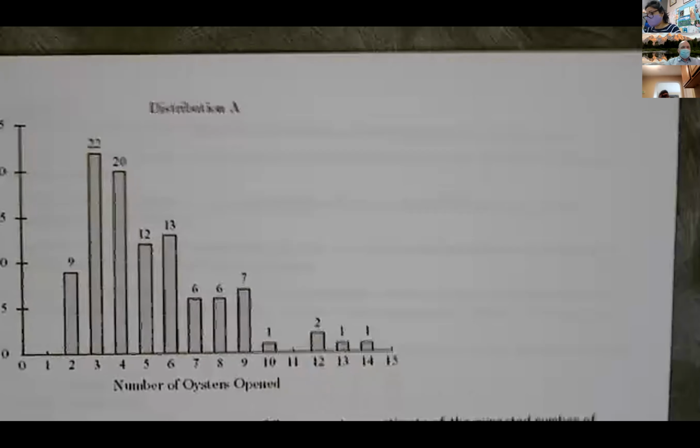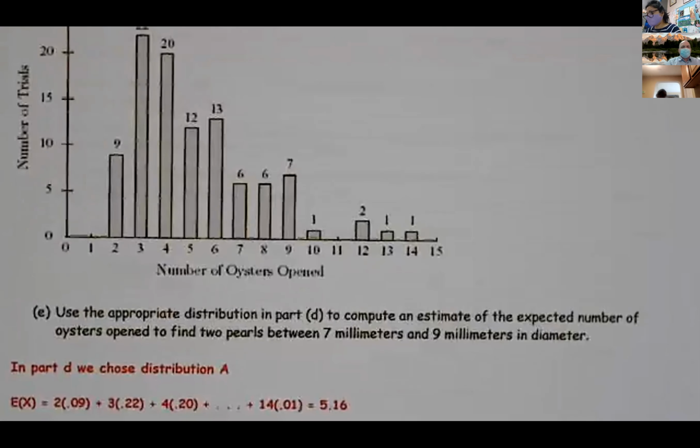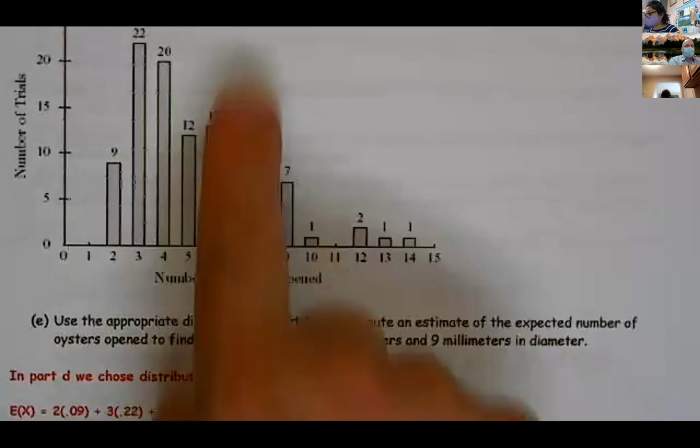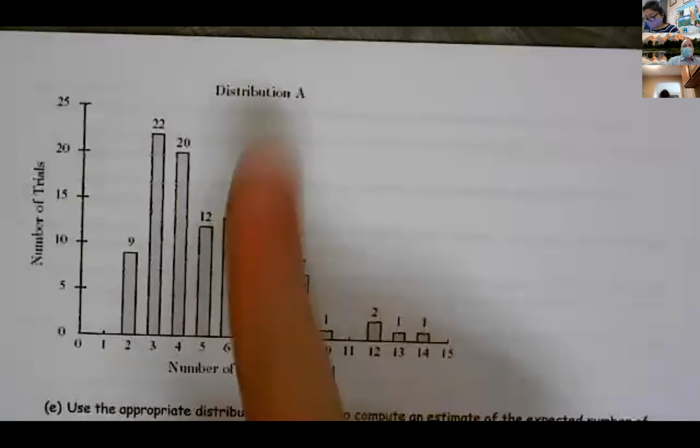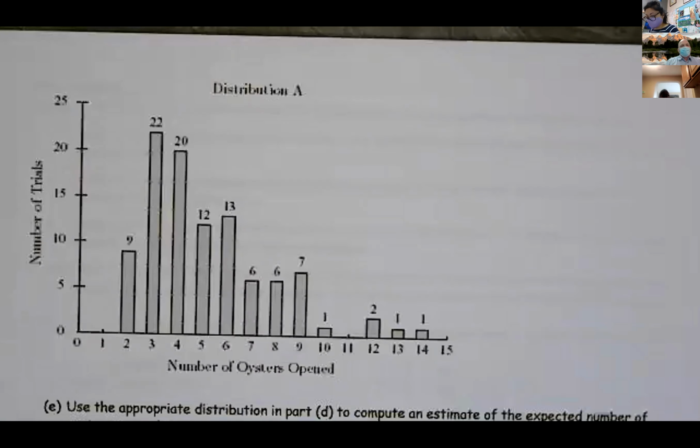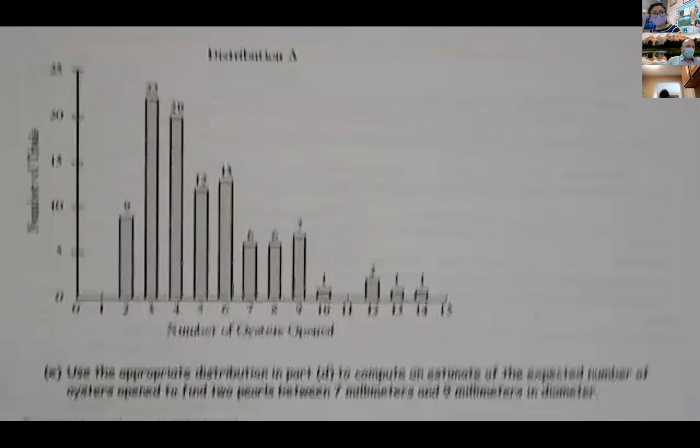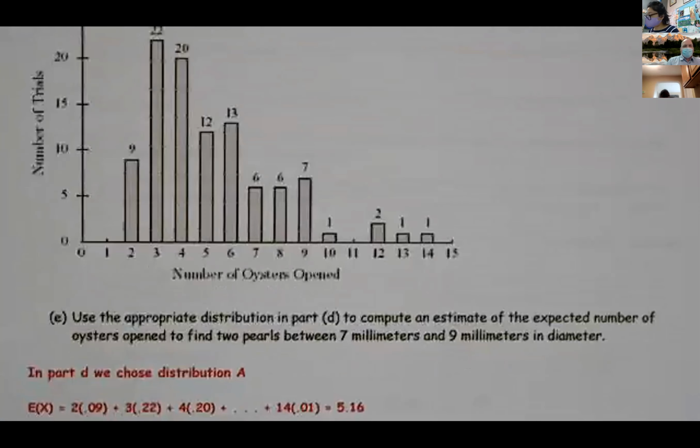Okay, so part E says use the appropriate distribution to compute an estimate of the expected number of oysters to find two pearls between 7 and 9 millimeters. Well, in part D, we said distribution A was appropriate. All right, now if you'd chosen the wrong distribution, you can still get credit for part E, but Mrs. Lamb will address that in a moment.